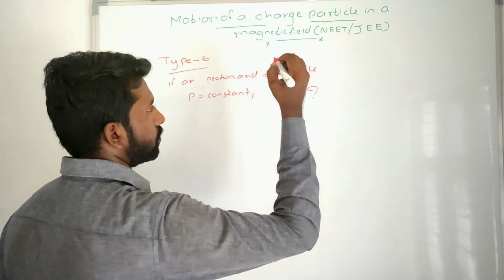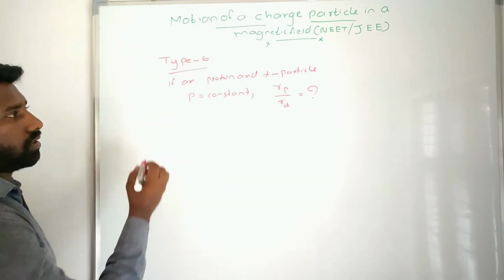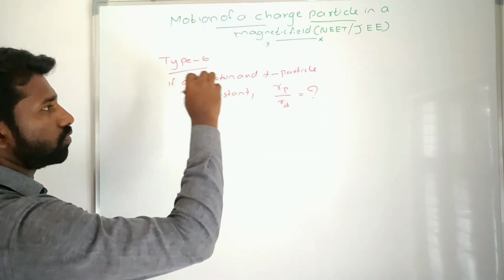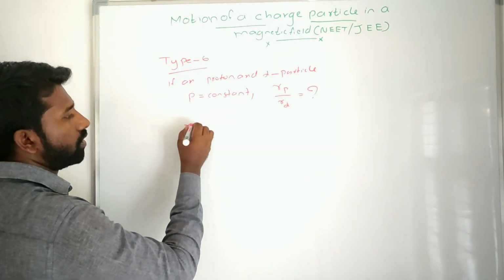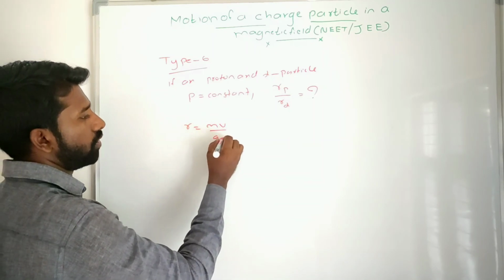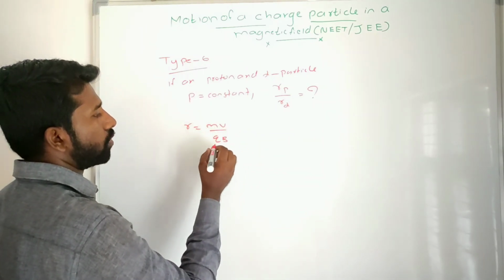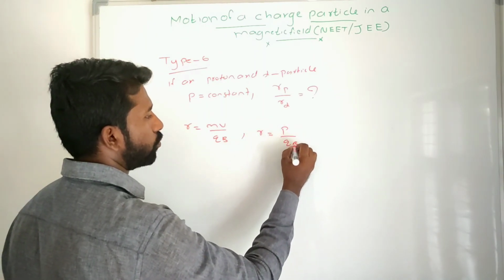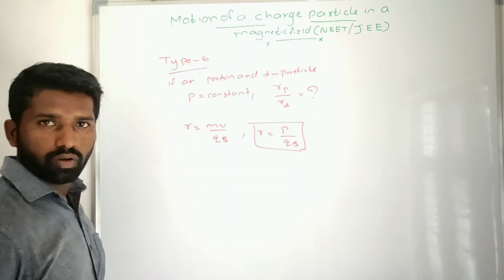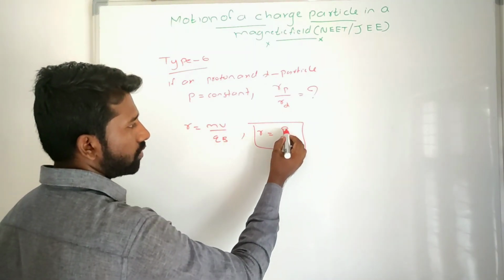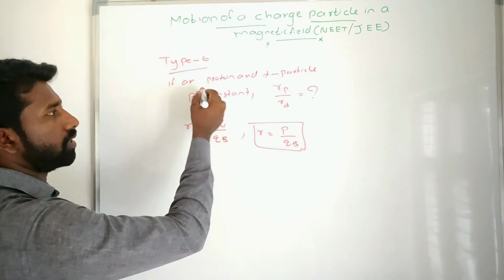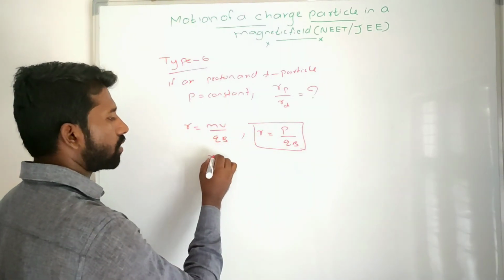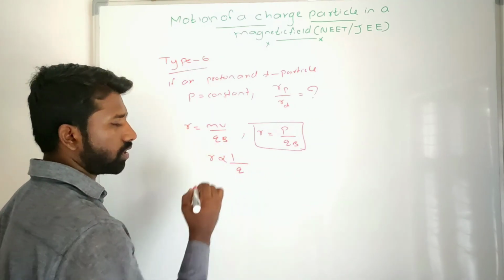Okay, so we know a formula. If a charged particle enters a magnetic field perpendicularly, it will move in a circular path. The radius formula is mv divided by qB. What is mv? mv is the momentum, so I can change it to r is equal to p divided by qB. This is the formula. Here they told us the momentum is constant and the field is also constant, so r is inversely proportional to charge.